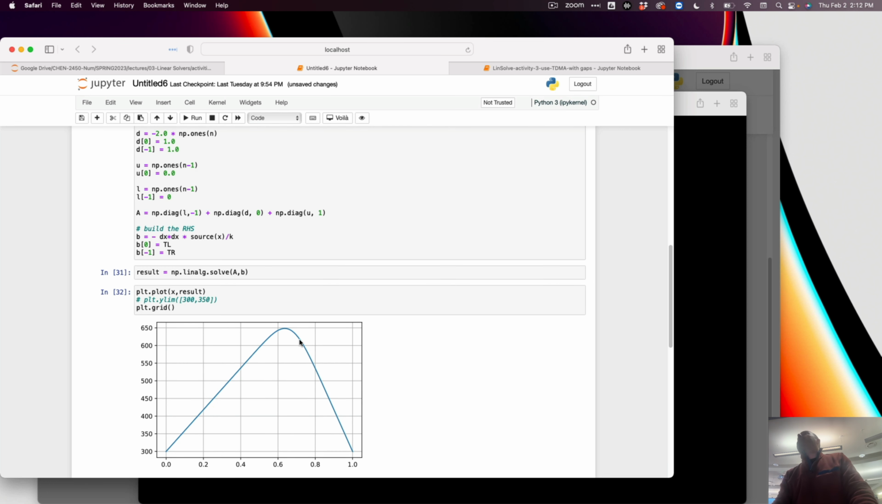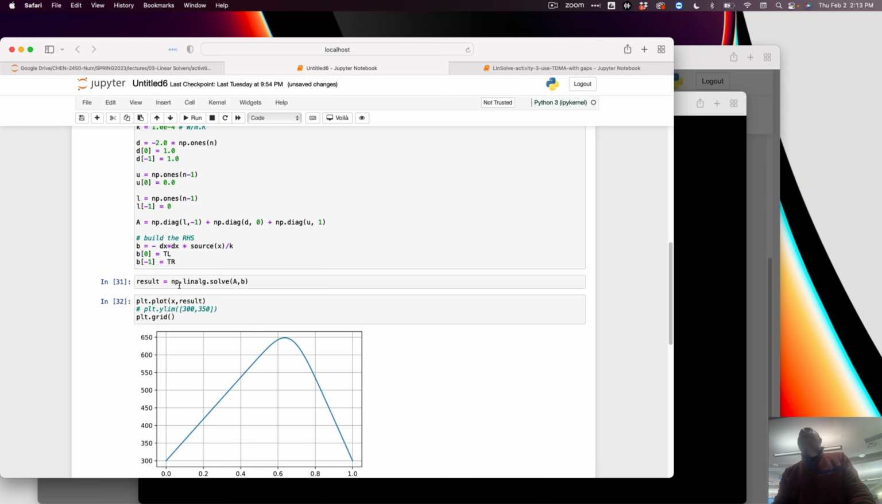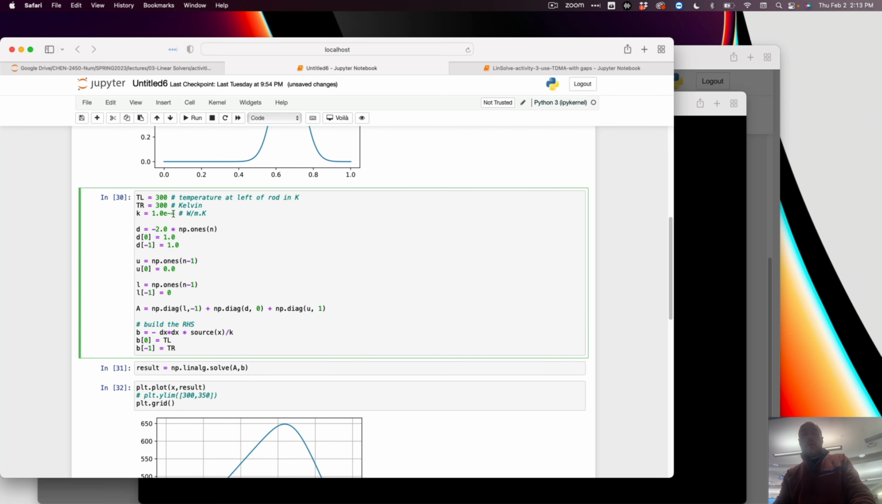Solve and run. Look at that. It went up to 650. Still the same profile, same shape, but the temperature at that heating source is spiking. Why? Because the rod is not allowing heat to dissipate or escape through the endpoints. Okay? Now you keep pushing k lower, and this model actually becomes unphysical.